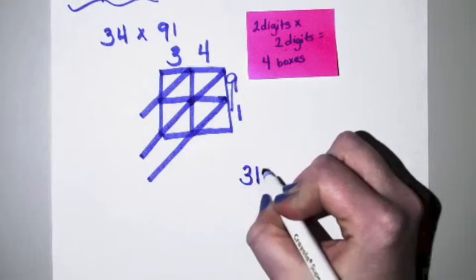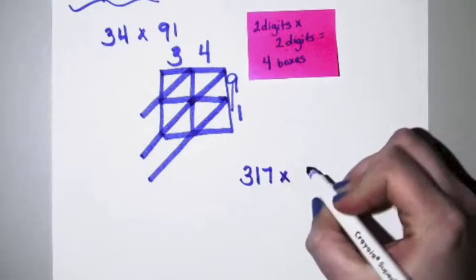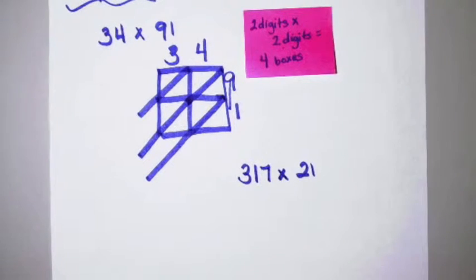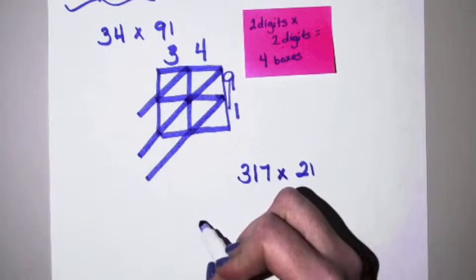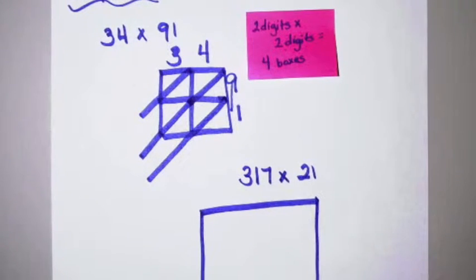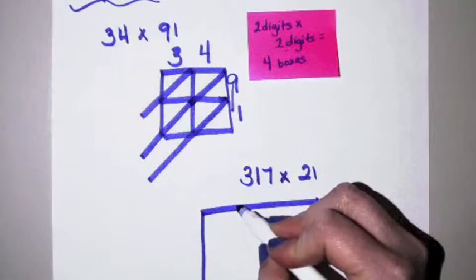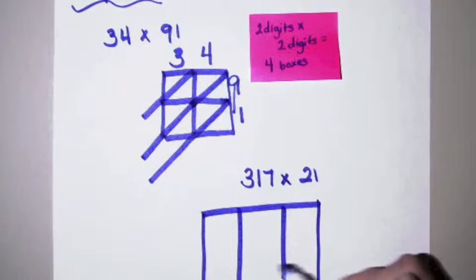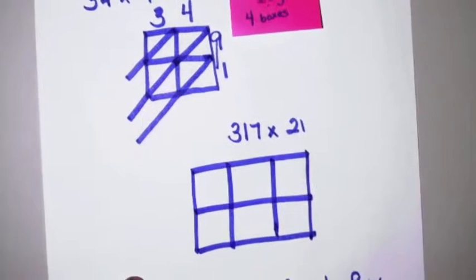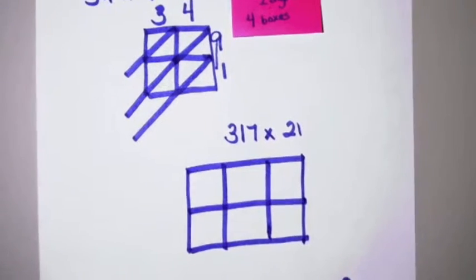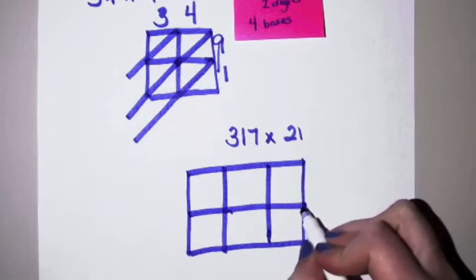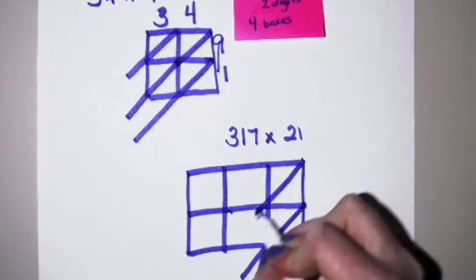So now, what if I had 3 digits, 317, times 2 digits, 21? 317 times 21. So I would need, in this case, 3 digits by 2 digits, so 6 boxes. So 3 boxes by 2 boxes, which would be 6 boxes. So, as you can see, I have 6 boxes, 1, 2, 3, 4, 5, 6. Now I'm going to split them diagonally.